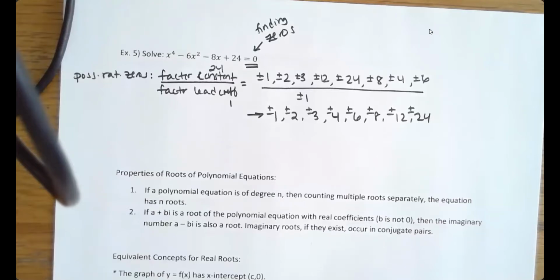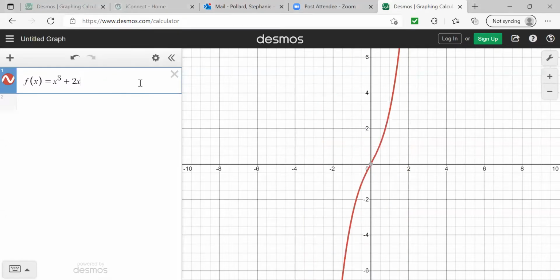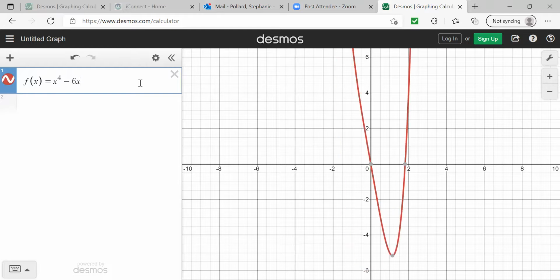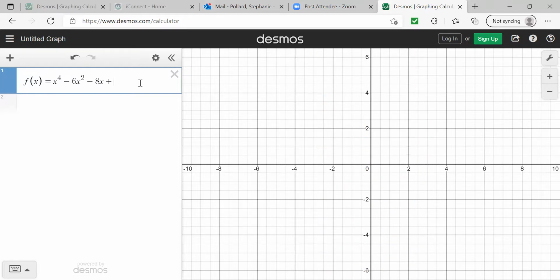So the strategy I'm going to use here is I actually am going to graph this first and see if I can narrow down where my possible rational zeros are before I try to jump in and keep solving. So let's go back to Desmos. I'm going to type in this equation. So it's x to the 4th minus 6x squared minus 8x plus 24.